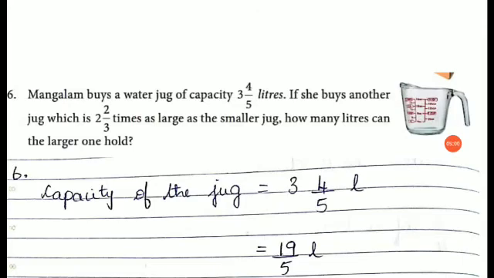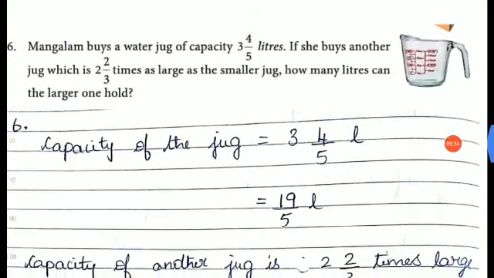Can you understand the question? So what should we do now? First, as always, you have to write the given capacity of the jug, or capacity of jug 1. That is the first jug that we have bought. It is given as a mixed fraction, so we are writing 3 4/5 liters. Converting to an improper fraction, it will become 3 into 5 is 15, 15 plus 4 is 19. So 19/5. That is the capacity of jug 1.